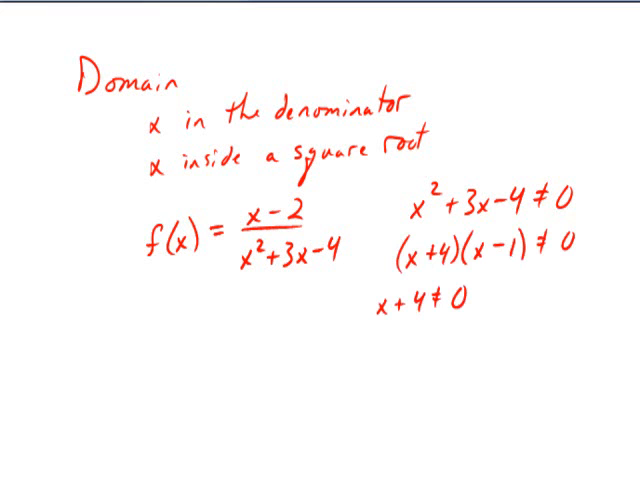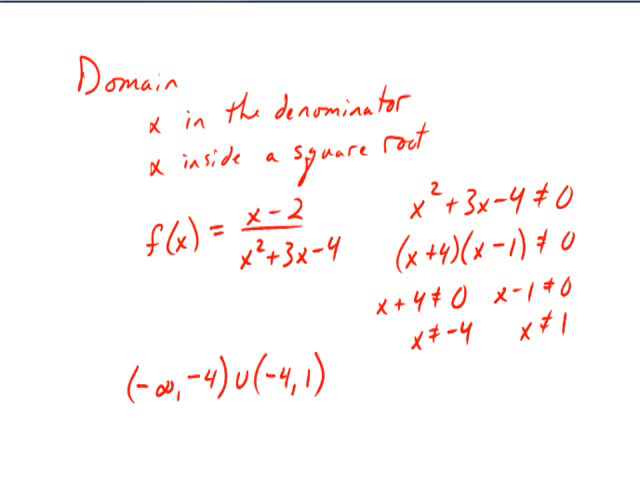And we'll find out that x cannot be -4 and x cannot be +1. If I write this domain in interval notation, I could have values off to -infinity, all the way up to -4, but not including -4, in union with values from -4 to 1, but not including -4 or 1, in union with values from 1 to infinity, not including the 1.